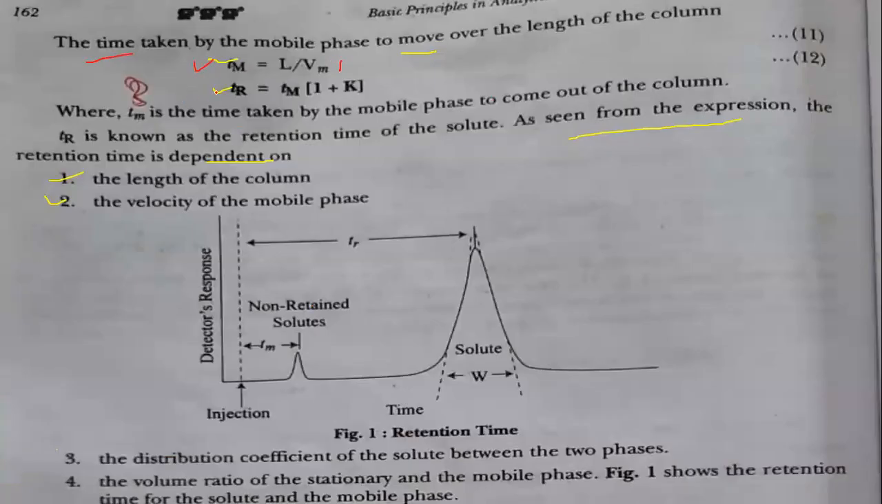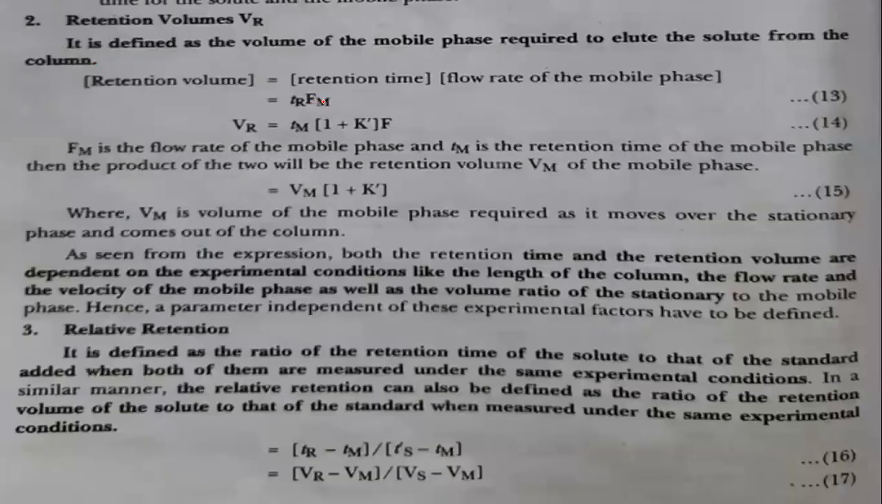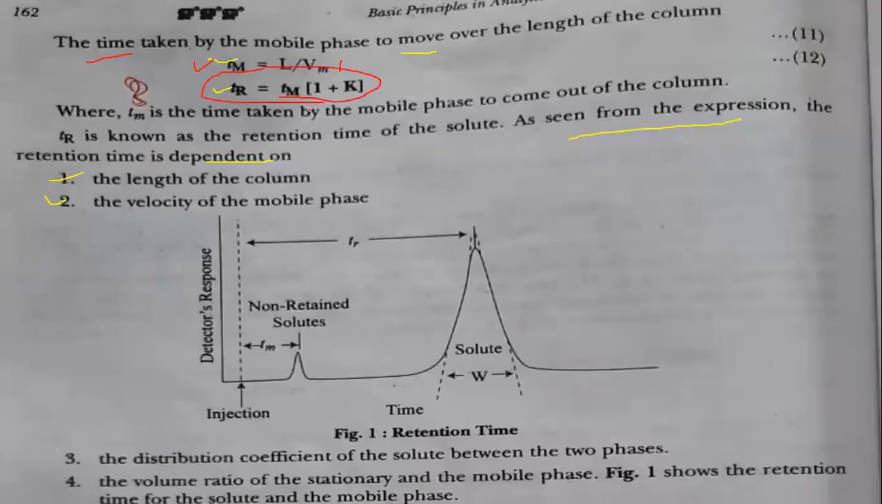Okay, and then TR is equal to TM into (1 plus K). So they are taking this here. I am not sure about this equation, how they calculated it. I need to go through it. In the next lecture or later on I will make it clear to you.